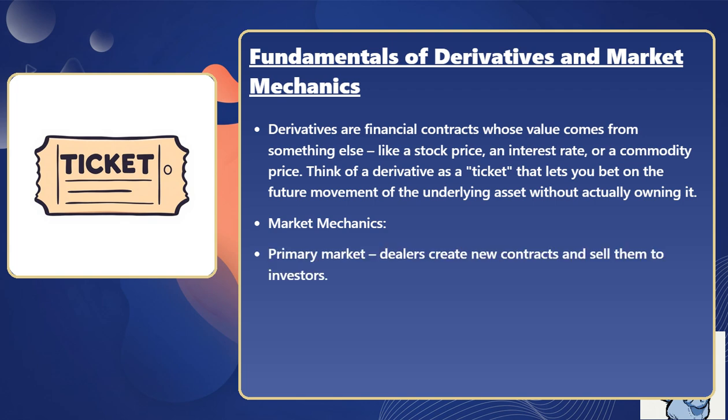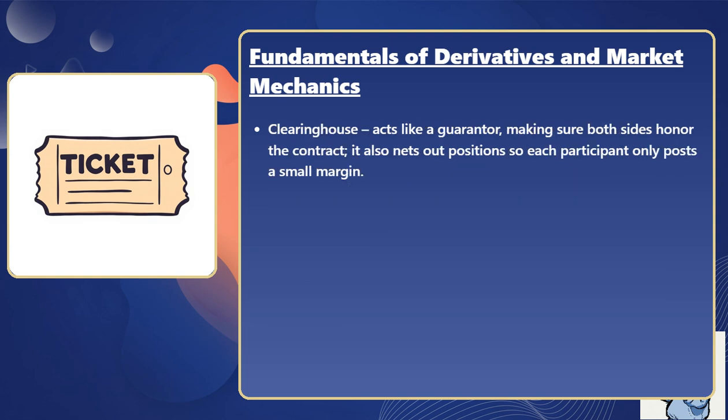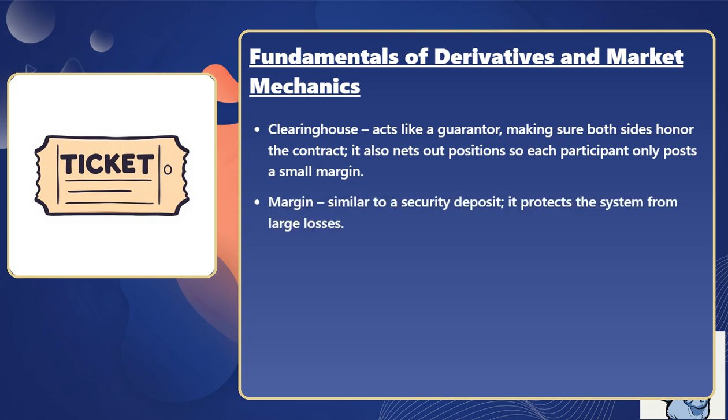Market mechanics. Primary market: dealers create new contracts and sell them to investors. Secondary market: investors trade existing contracts among themselves. Clearinghouse acts like a guarantor, making sure both sides honor the contract. It also nets out positions so each participant only posts a small margin. Margin is similar to a security deposit. It protects the system from large losses.